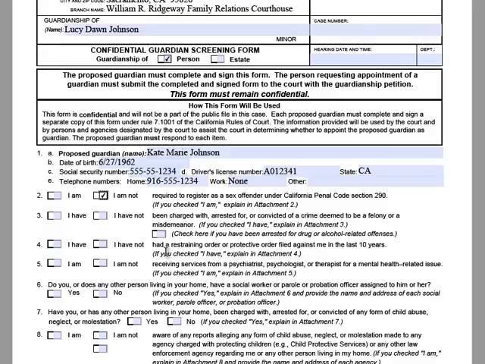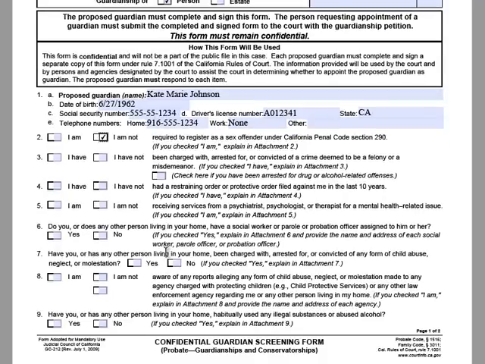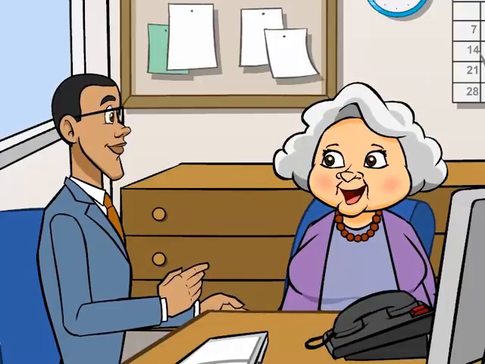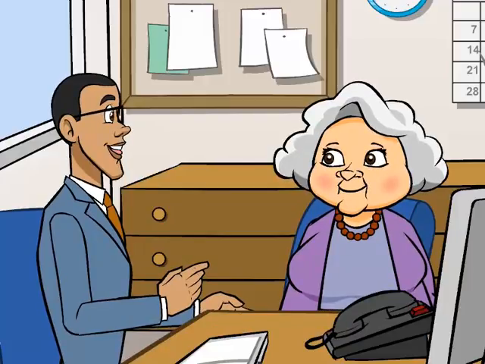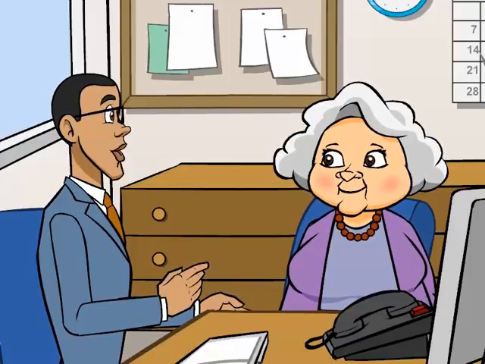That's easy enough. Okay, the next one. I have or I have not been charged with, arrested for, or convicted of a crime deemed to be a felony or a misdemeanor. I was arrested once when I was 19. There were never any charges filed. That was so long ago. Do I need to list it? Yeah, unfortunately you do. This question catches a lot of people because there's no time limit, and it includes arrests and charges, not just convictions.